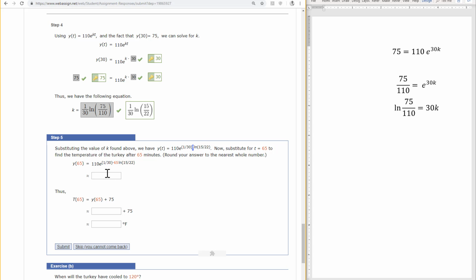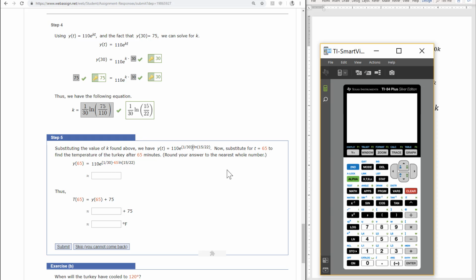So there's a lot of stuff going on here. But it's just a matter of putting it into our calculators. And as long as we're being careful putting it into our calculators, I think we would be okay. All right, so this is going to be a long one.